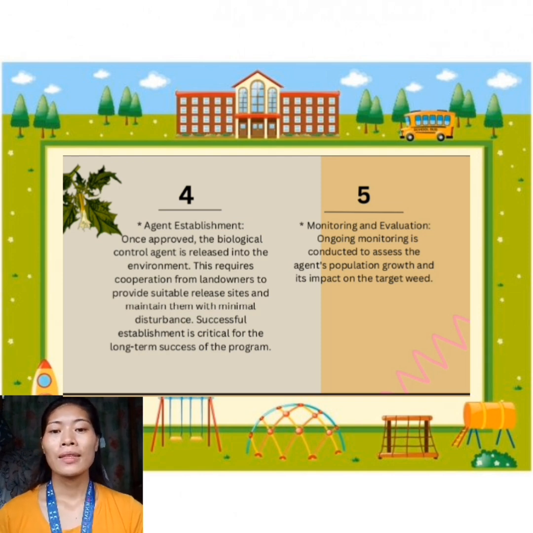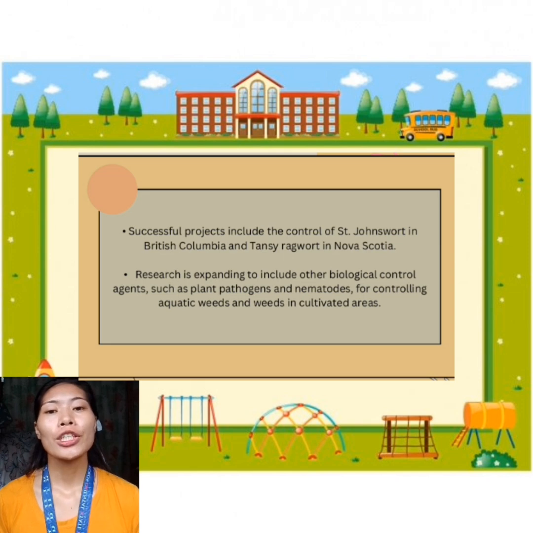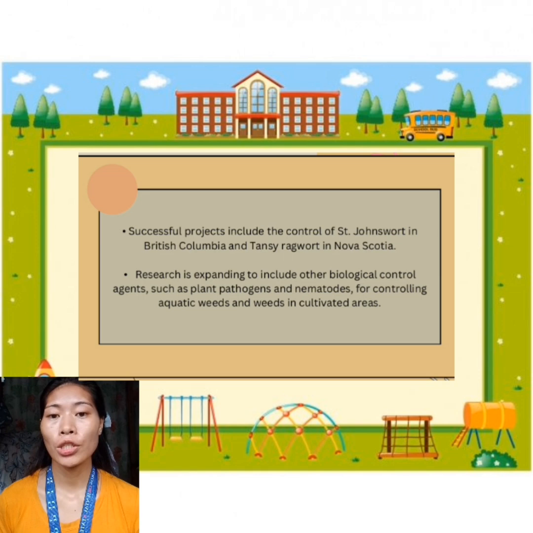The last but not the least, monitoring and evaluation. Ongoing monitoring is conducted to assess the agent's population growth and its impact on the target weed. As evidence of this, successful projects include the control of St. John's wort in British Columbia and tansy ragwort in Nova Scotia. And the research is expanding to include other biological control agents such as plant pathogens and nematodes for controlling aquatic weeds and weeds in cultivated areas.